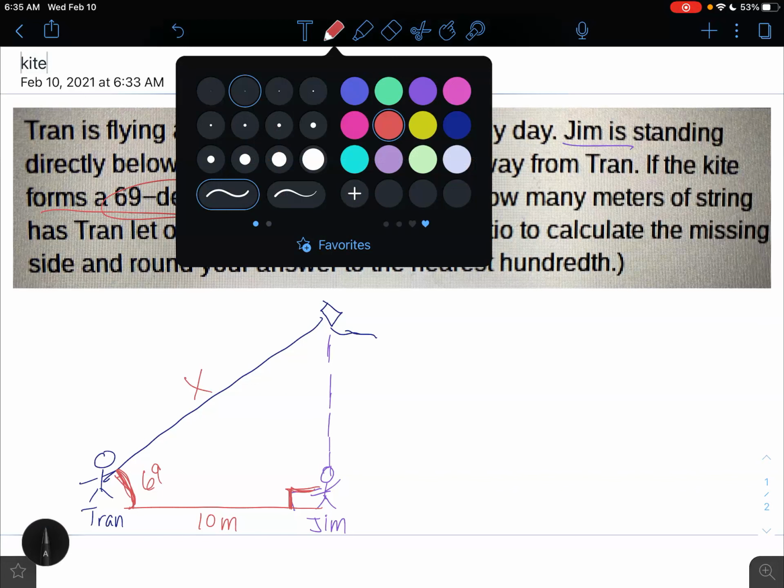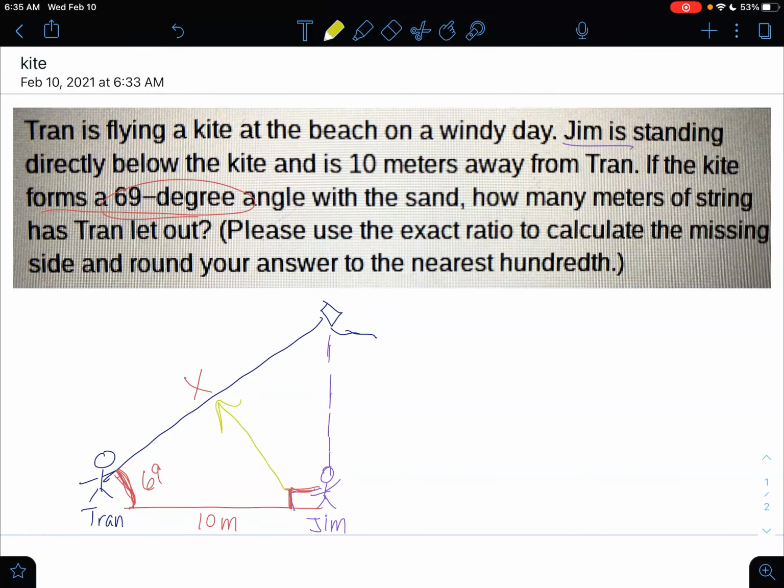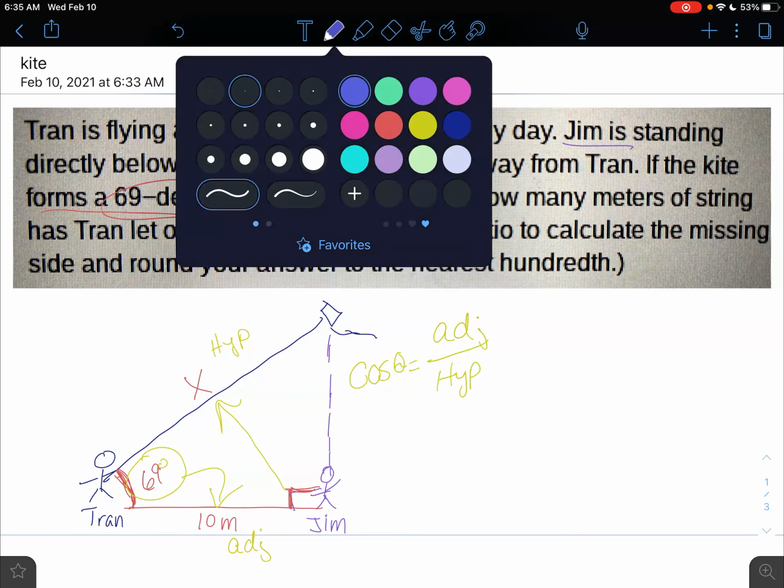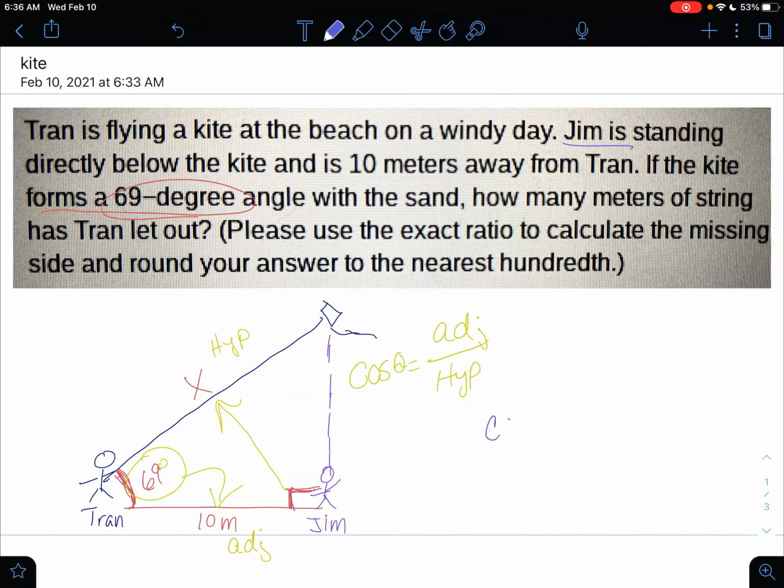So now we can look at our trig functions. One thing we want to recognize is that X is our hypotenuse. And from our degree here, this is our adjacent side. So adjacent and hypotenuse tells us that this is going to be cosine. All right, so that's the function that we're going to use. And from there, we just plug in what we know. So we have the cosine of 69 degrees is going to be equal to 10 over x.